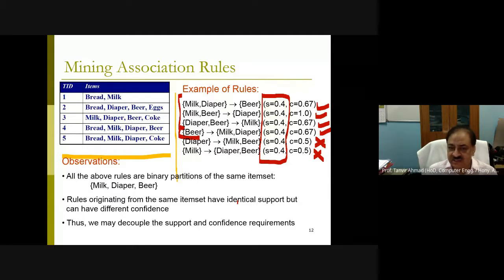Why do I say binary partition? Because you are trying to divide these 3 items into 2 subsets, where one subset could be milk, diaper, and the other subset might be beer, and so on. Therefore, rules which originate from the same item set will have identical support but different confidence. So we have to decouple the support and the confidence requirement, because you have to give a different support and a different confidence.